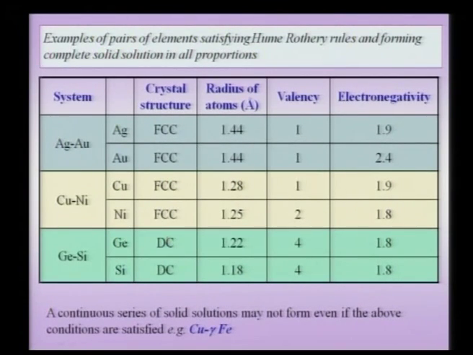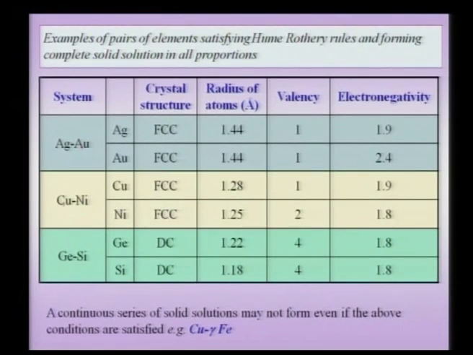Now, let me take the first example, silver and gold. Both have the same crystal structure, the radius of the atoms is very similar, to the second decimal place they look very similar, the valency is very similar, and the electronegativity difference is also not too large. So, I obtain complete solid solubility between silver and gold, and you know that silver and gold are noble metals wherein you would expect complete solid solubility.